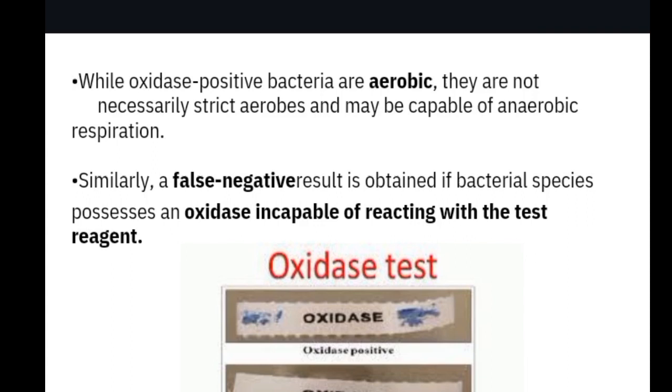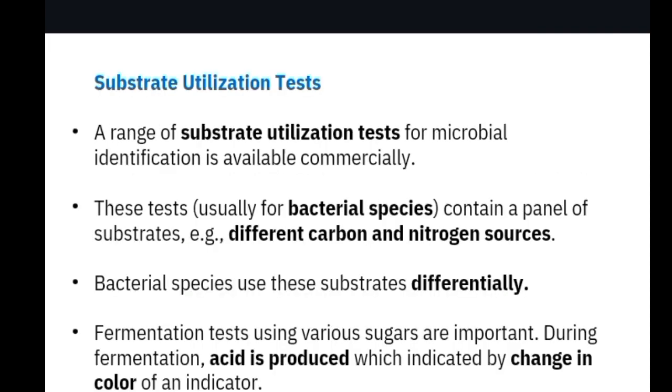While oxidase positive bacteria are aerobic, they are not necessarily strict aerobes and may be capable of anaerobic respiration. Similarly, a false negative result is obtained if the bacterial species possesses an oxidase incapable of reacting with the test reagent.